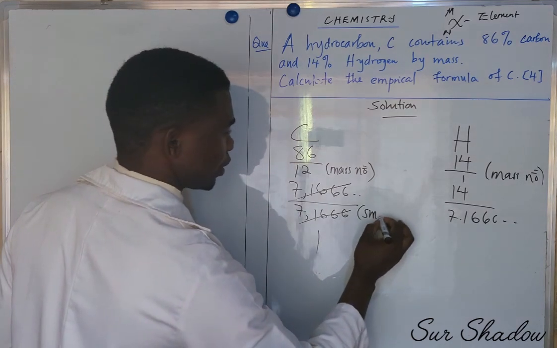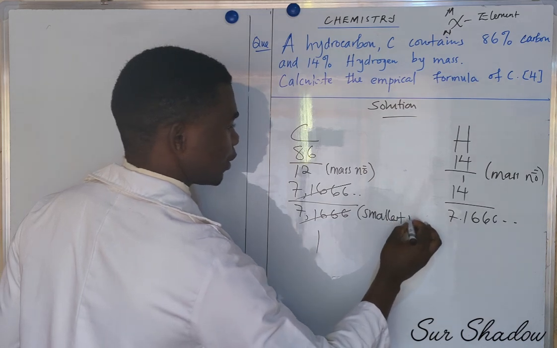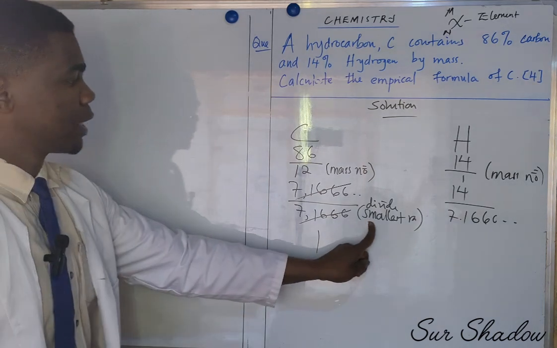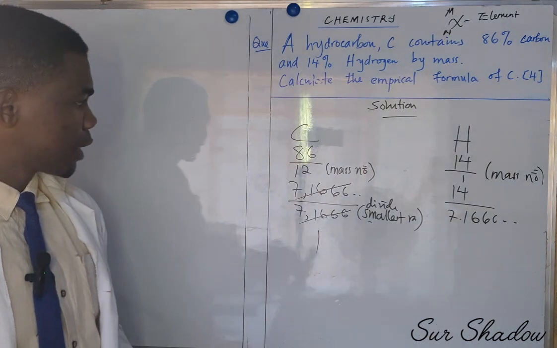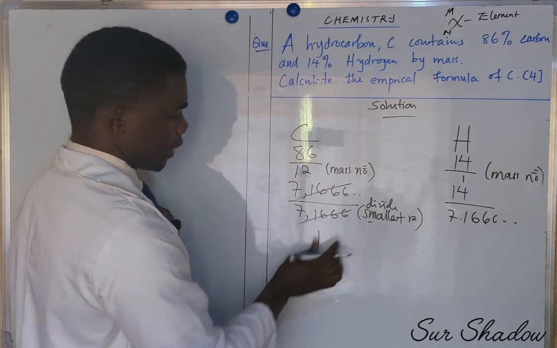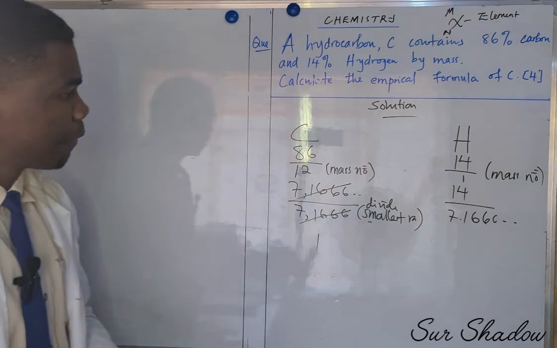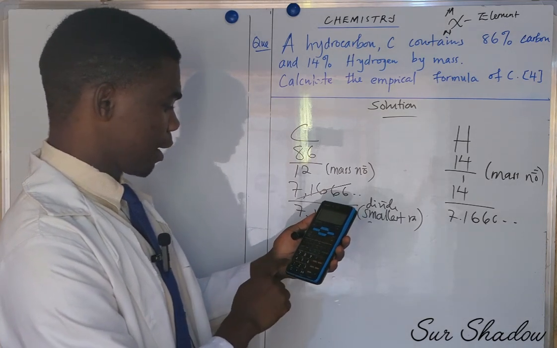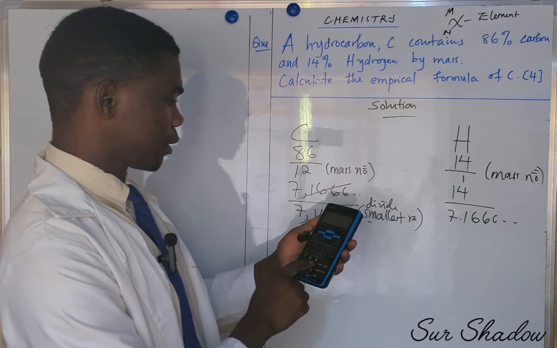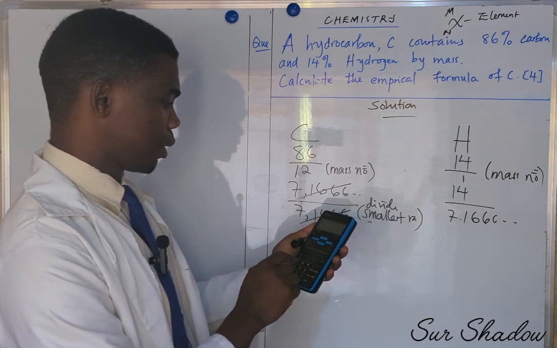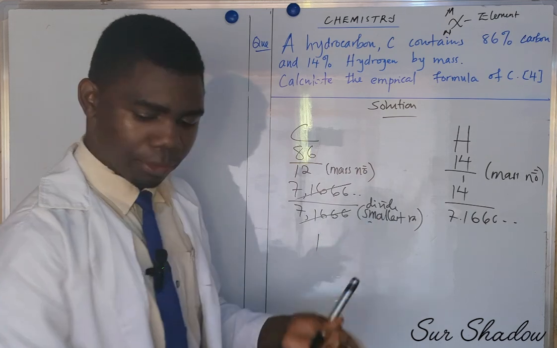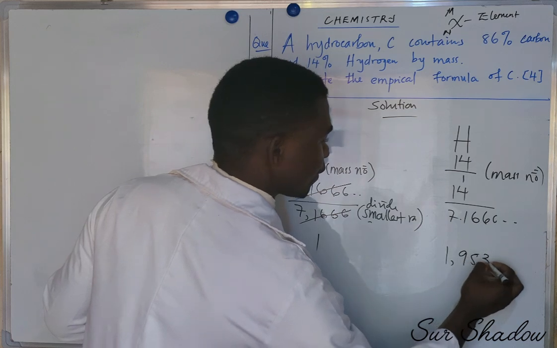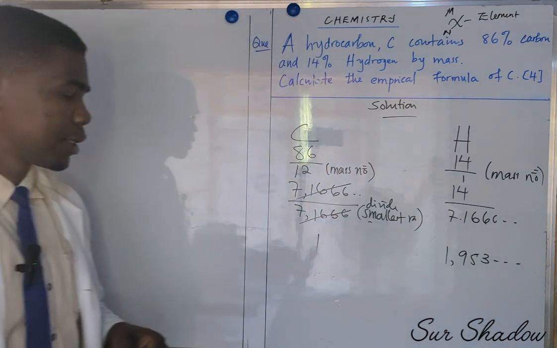So we divide by the smallest ratio. We divide both sides by the smallest ratio. All right. So this will cancel. We'll get 1 here. Then if you say 14 divided by 7.16666, we get 1.953 and so forth.